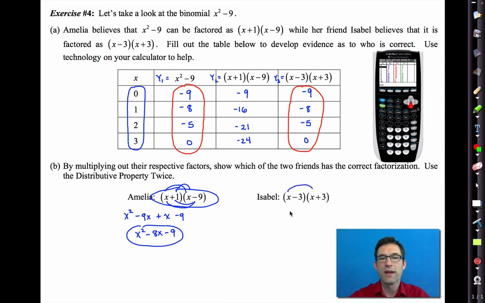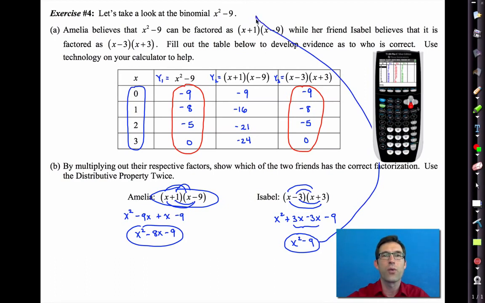But for Isabel, we get x times x, which is x squared. That's my first. X times 3, positive 3x. X times negative 3, negative 3x. And negative 3 times 3, negative 9. These two are now those opposites, and they cancel, and we get x squared minus 9. And what we can now see is that Isabel, by using that distribution twice, has an expression that is equivalent to where we began, with that x squared minus 9. Those two are equivalent, but not Amelia's expression.